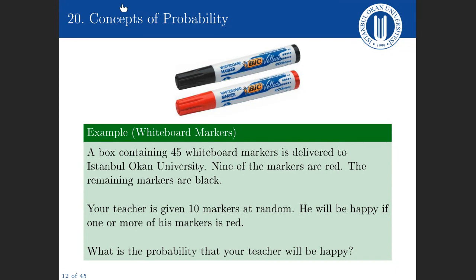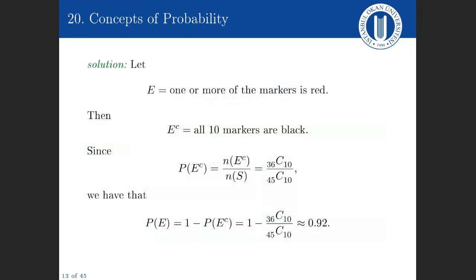So how could we do this? We could calculate the probability of exactly one red marker, the probability of getting exactly two reds, the probability of getting exactly three, and so on, all the way up to the probability of exactly 9 red markers, and then we could add them all together. But there's an easier way. Let's suppose E is the event that one or more of the markers is red. This is what we want. We want to calculate the probability of E.